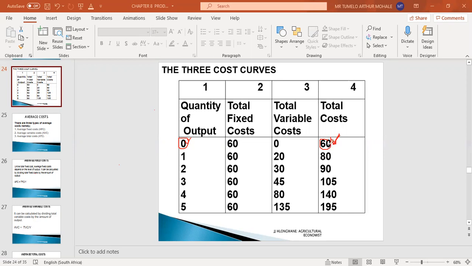Yes. So, to make it simpler for you, at quantity 0, you are going to write it at quantity 0 or at output 0: total fixed cost equals total cost.